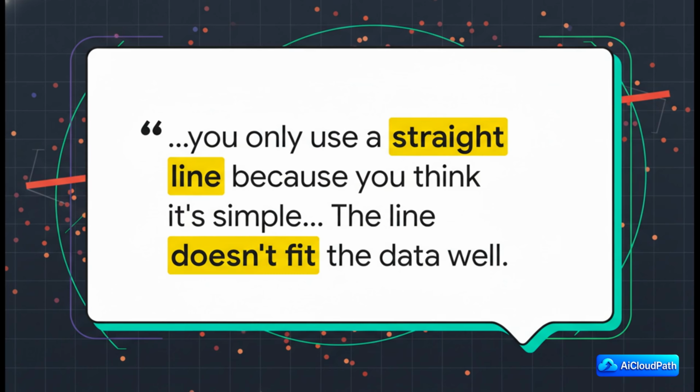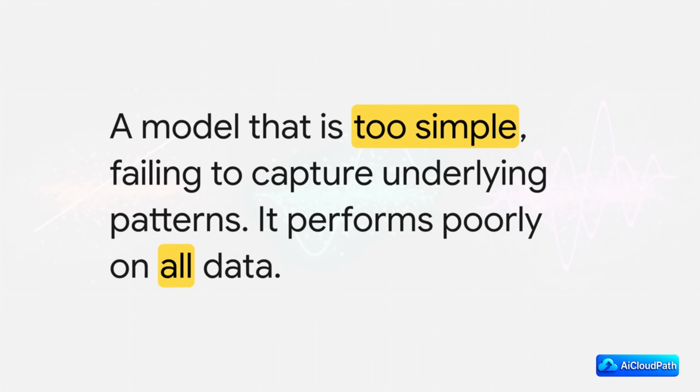It's just too rigid. And there's a name for this problem. It's called underfitting. The model is so painfully simple that it makes the same mistakes over and over again. It consistently misses the real story, the true pattern that's hidden in the data. Basically, it just hasn't learned enough.